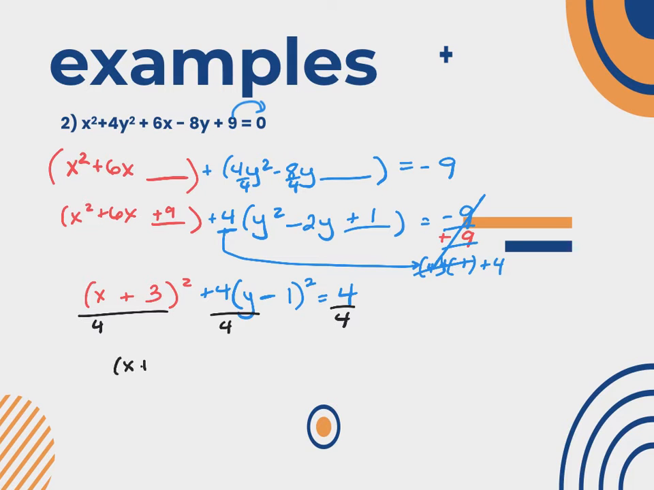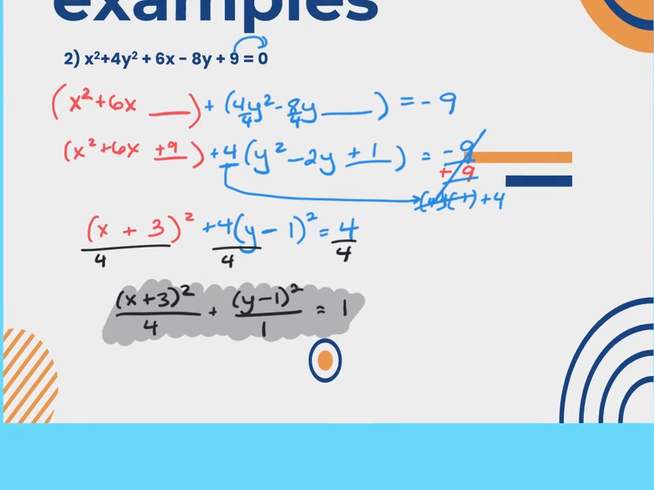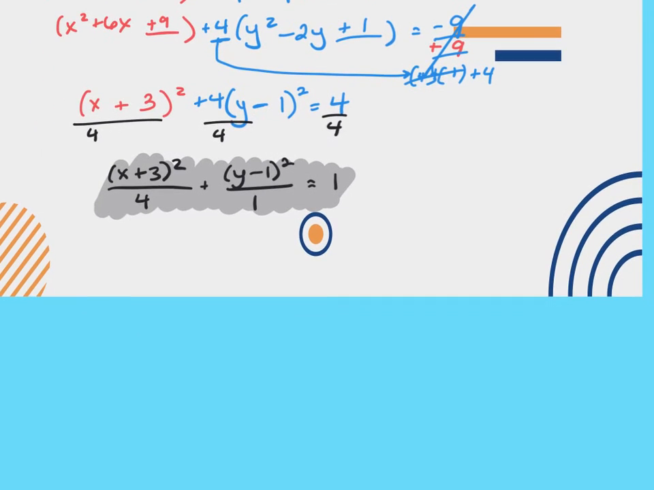So I get x plus 3 squared over 4 plus y minus 1 squared. It would be over 1. You can put it there. You don't have to. Equals 1. There's my standard form. What conic is this? An ellipse, which means I need the center, vertices, and foci.